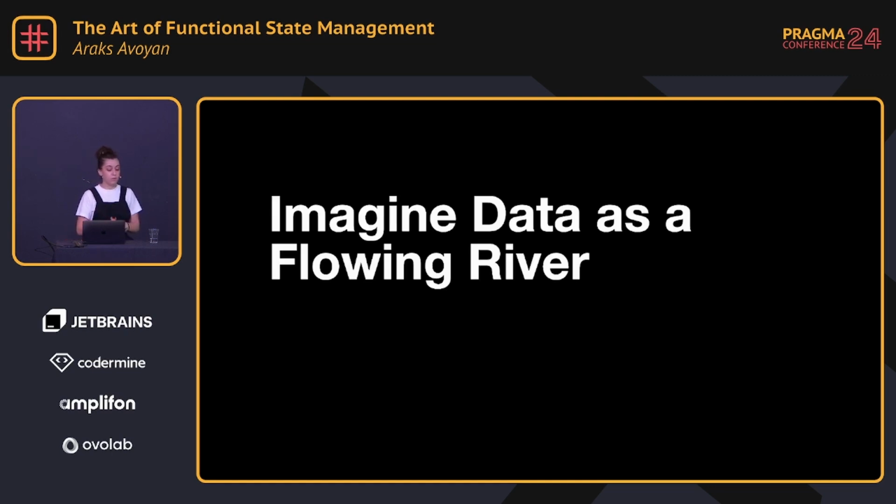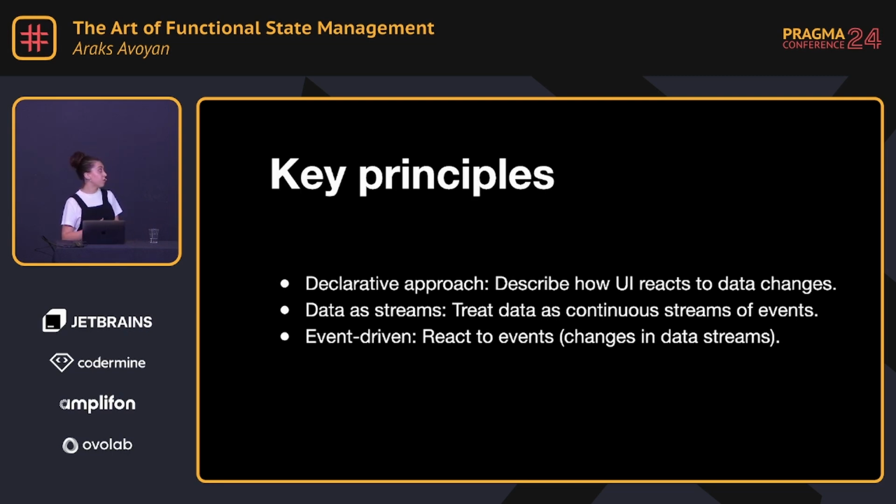Imagine data flowing through your app like a river, and reactive programming treats this data as streams of events, allowing you to react to changes in a declarative and efficient way. UI elements become like ripples on the surface of the river, automatically responding to the flowing data. Reactive programming has several key principles that make it well suited for state management in iOS apps.